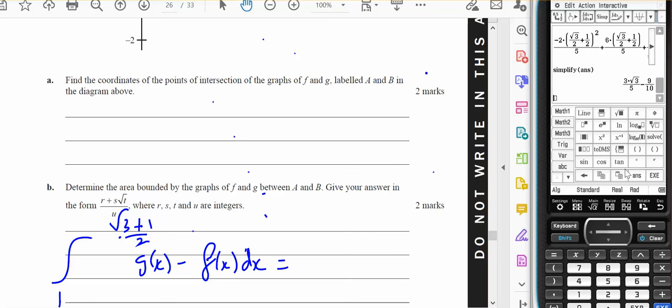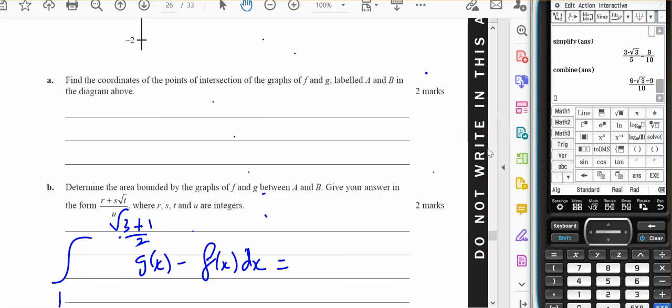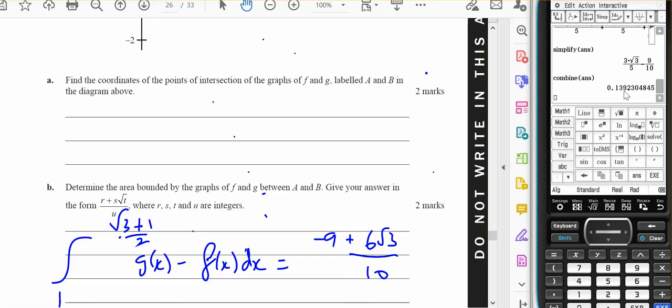So I'm now going to go answer and go combine, interactive, transform, combine. And it's exactly the way I want it. I've got -9 plus 6 √3 on 10. And double check that, is that a positive answer? It is a positive answer.